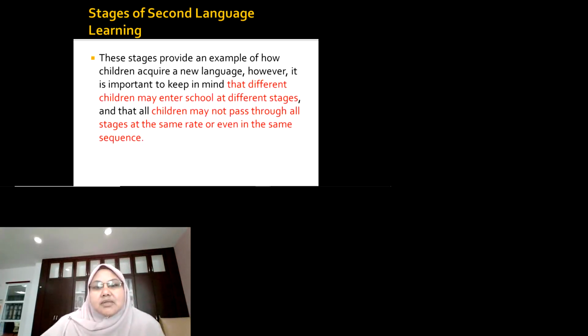However, it is important to keep in mind that different children may enter school at different stages, and that all children may not pass through all stages at the same rate or even in the same sequence. This is why we have to know that children have different abilities, different styles and strategies, and therefore as teachers we must also have differentiated learning, different levels of teaching and activities that we should be using with children who are learning English as a second language.